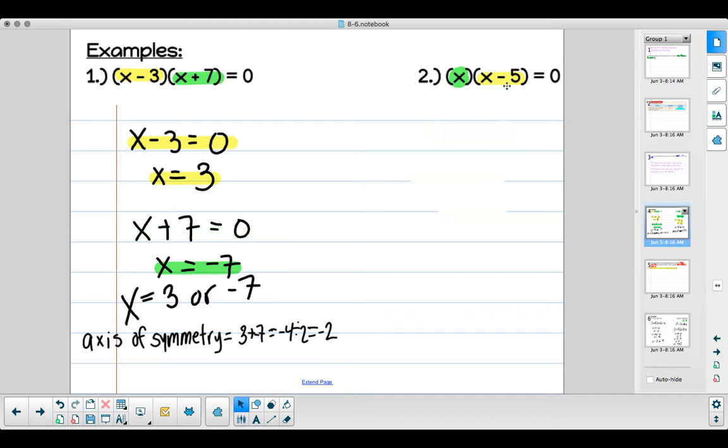Number 2, it's already factored for you. So we have our two factors. The first thing we're going to do is set this green factor x equal to 0. When we do that, you end up with literally just x equals 0.